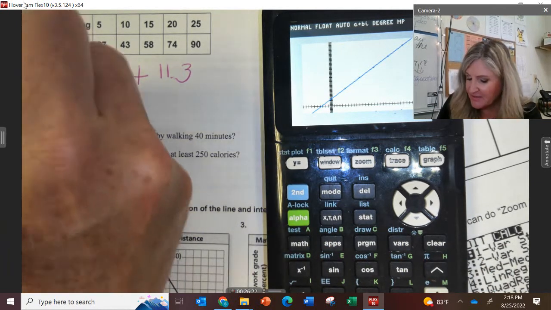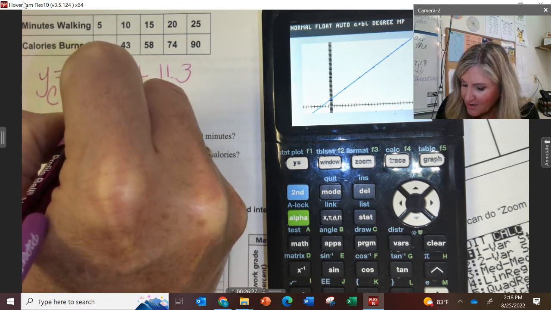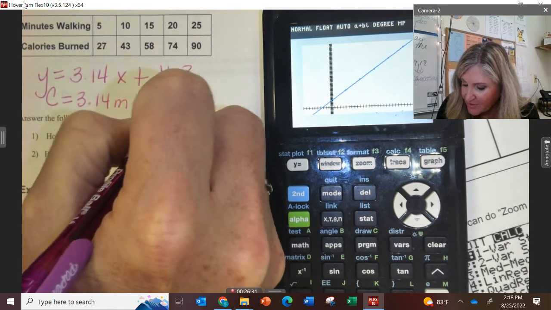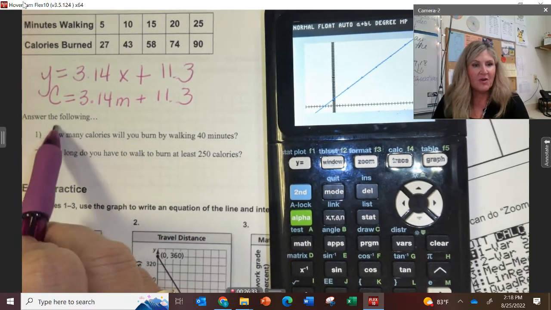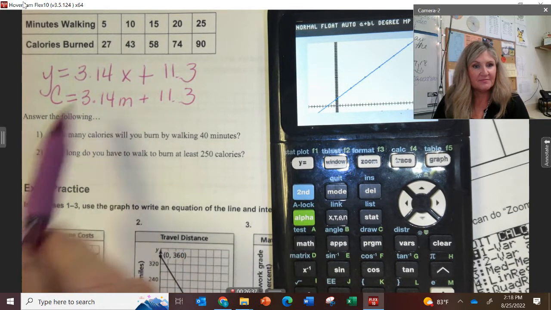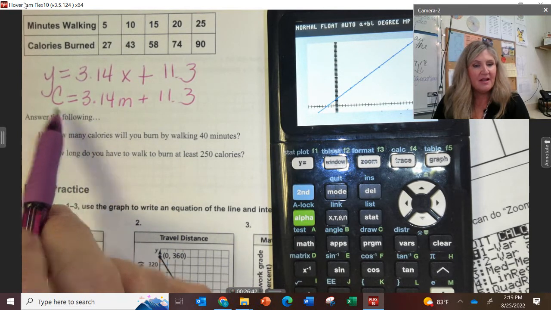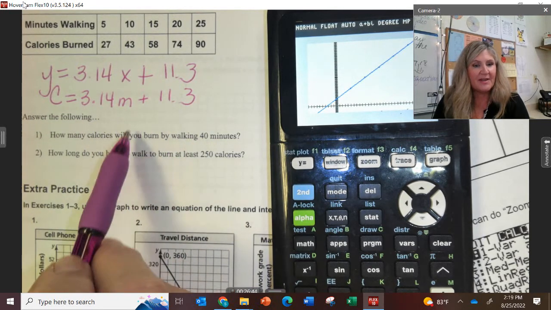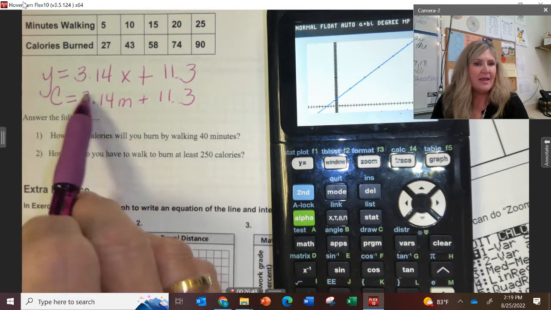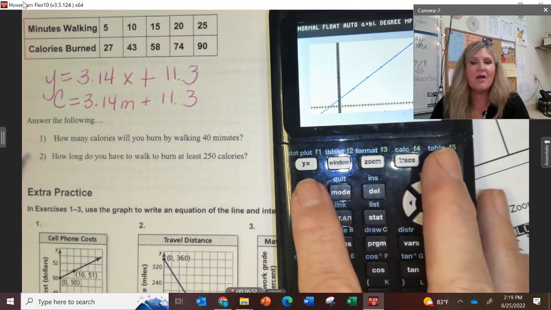Let me rewrite this. Calories is equal to 3.14 times the minutes plus 11.3. I'm writing this in terms of calories and minutes. If I want to know how many calories I'll burn by walking 40 minutes, where am I going to plug in the 40? M. I can literally type that in, but I want to show you some other ways.